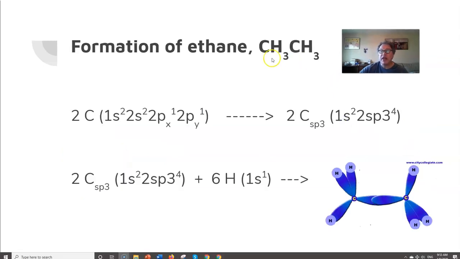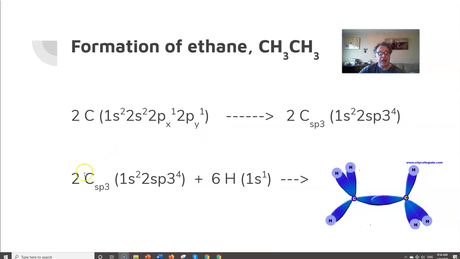This is how ethane is formed in a very similar sense, except now we have 2 carbon atoms which hybridize to form 2 sp3 hybridized carbon atoms, right? You can see that here. 1s2, 2s2, 2p2 becomes 1s2, 2sp3, 4. Right? 4 electrons in 4 equivalent 2sp3 orbitals, one electron in each.